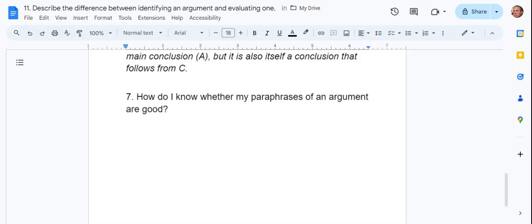He says, well, I know that my paraphrase is good if it captures the essence of the logic of the argument. But that just leads to the question, how do I know whether I've captured the essence of the logic of it, the logical essence of an argument, I guess. So it's totally circular. I mean, he should just admit that. There's nothing wrong with it. It is totally circular. How do you know that your paraphrases of an argument are good?